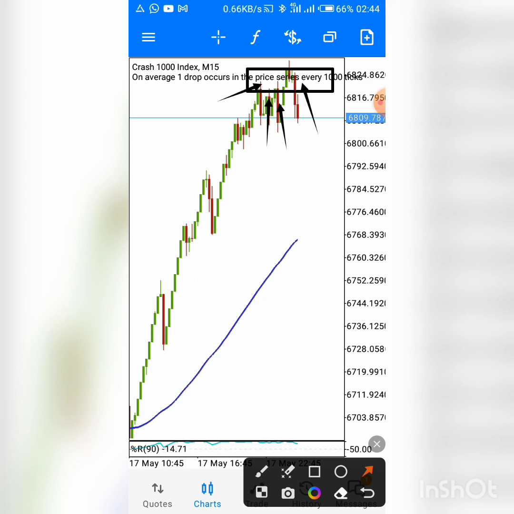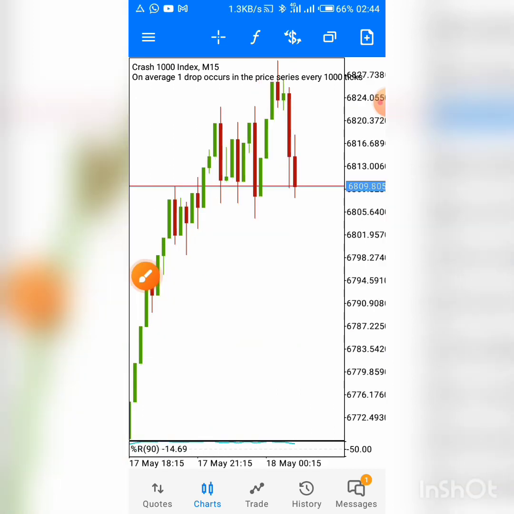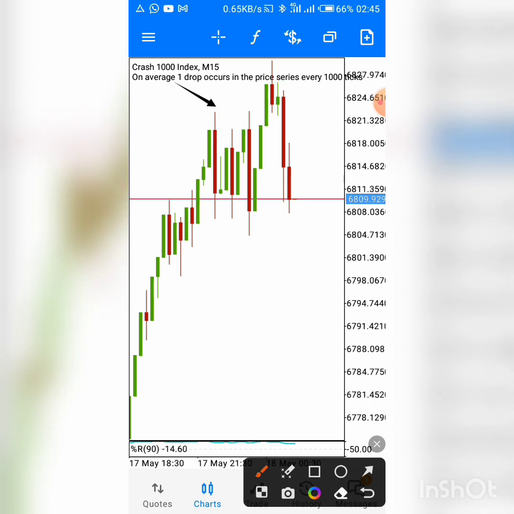Now, looking at this critically, you see that after the first one happened, maybe I should zoom in to this a little more. Let's see if that will help. Okay, things a little better now. Now you can see the first spike that occurred here. When the price got to this level, it crashed. When the price got to this level, it crashed down. Then it went up again, got to this level and crashed.